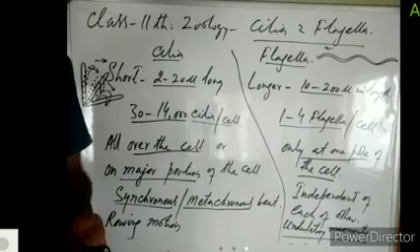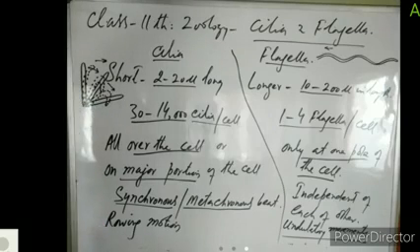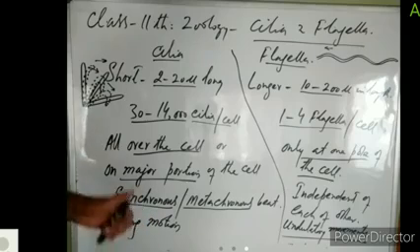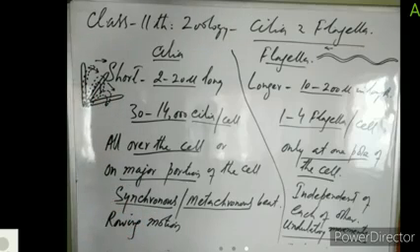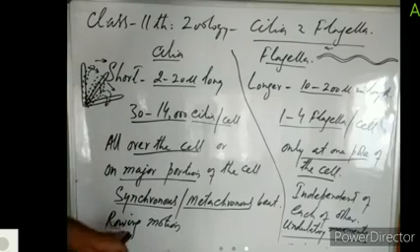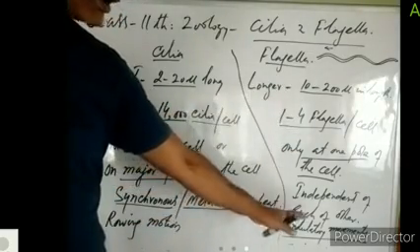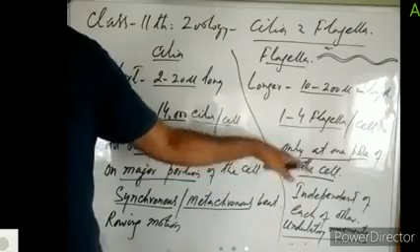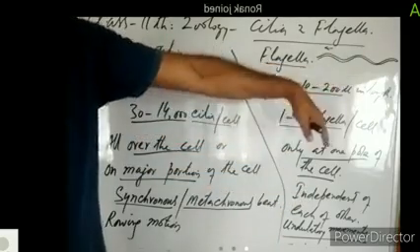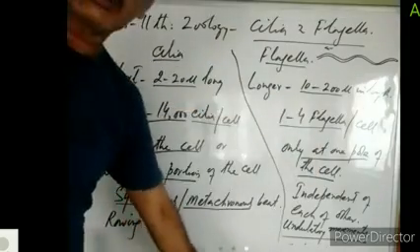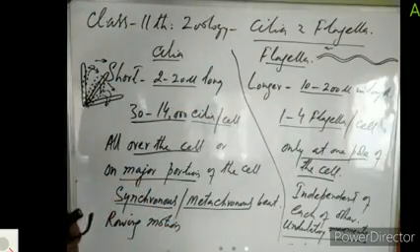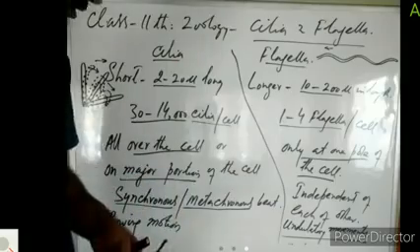Cilia show rowing motion. When a cilium makes a movement, it generates a power stroke. In the power stroke, it behaves as a stiff rod, and in the recovery stroke, it behaves as a flexible rod. This power stroke and recovery stroke is known as a rowing motion. What about flagella? Flagella show undulatory movements. Each flagellum is thrown into a series of waves, and this is known as undulatory movement.